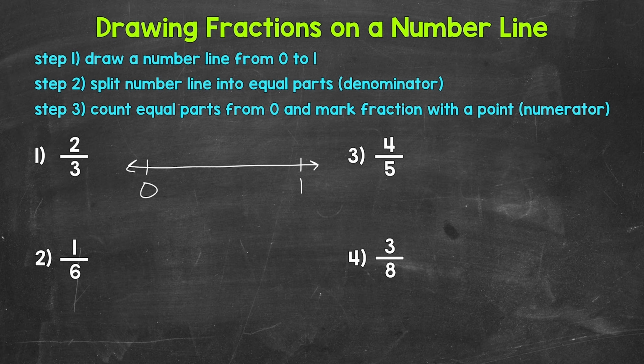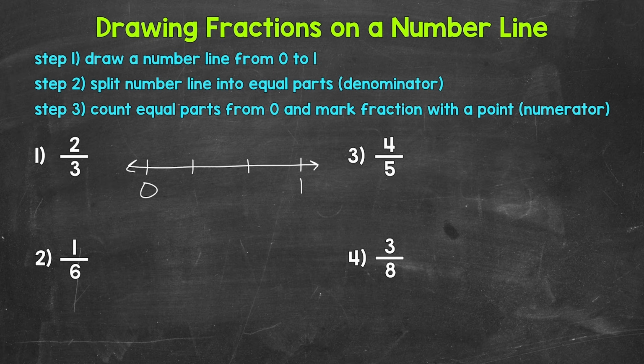So the next thing that we need to do is divide the number line, the distance between 0 and 1, into equal parts. Our denominator tells us how many total equal parts we need. So for number 1, our denominator is 3. So we need 3 equal parts. So 1, 2, 3. Now keep in mind, we just need 2 tick marks to make 3 parts. Don't make 3 tick marks because that will give us 4 parts.